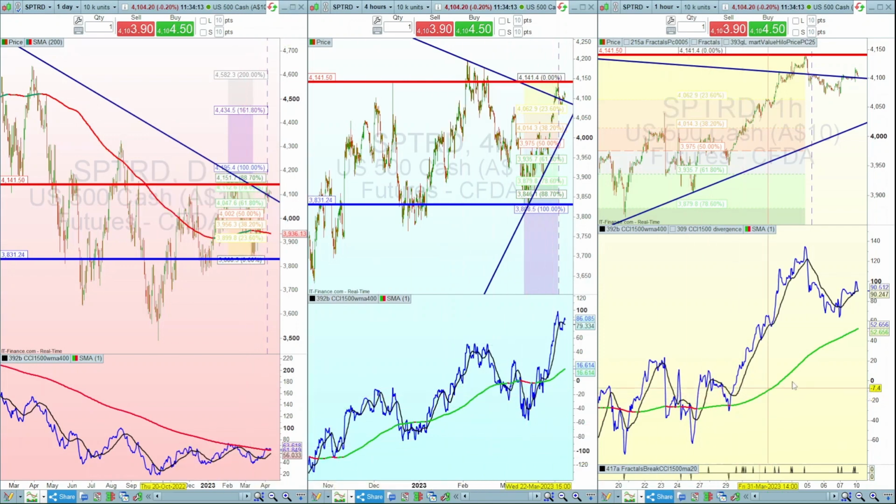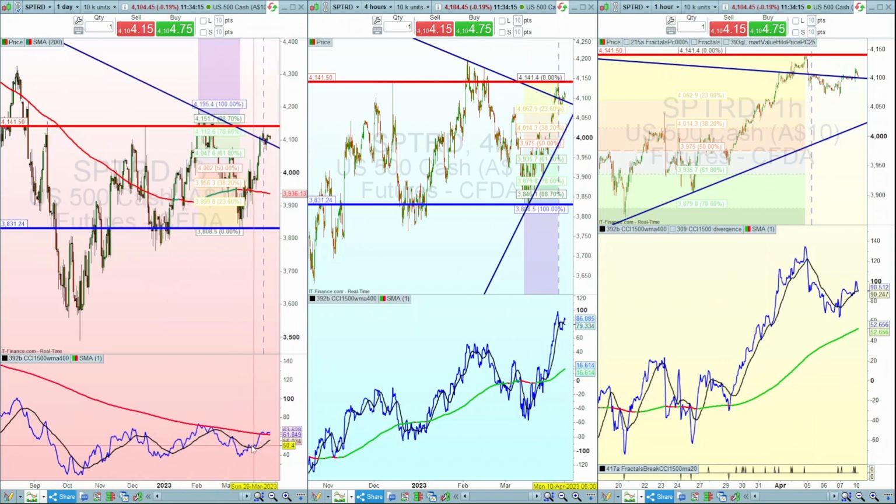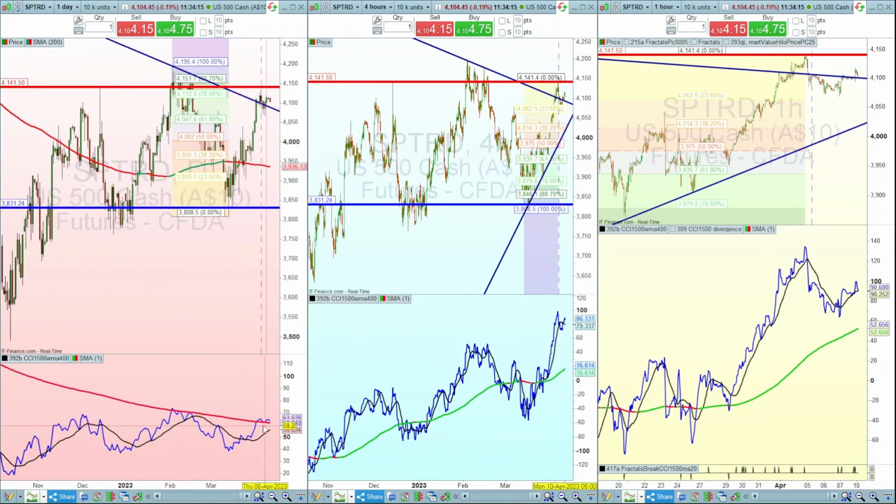So cautiously going long, but just be mindful it's broken to the upside on the CCI, but the CCI moving average is still in a downtrend, so it may well collapse like it did back here when it broke above very slightly, then it fell down again. So just be mindful of that. We want to see that line turn green and start moving, especially breaking above this resistance area.